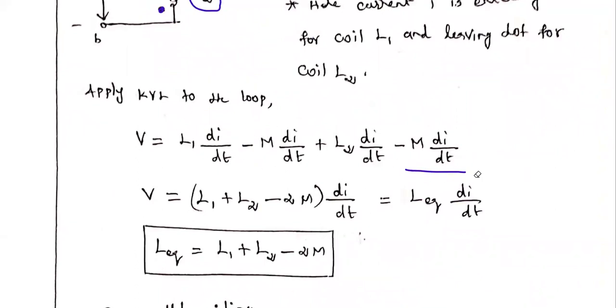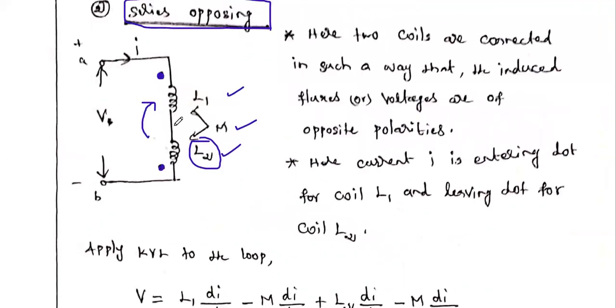Okay, so that's why. In this equation, di/dt is common, so you take it outside: L1 plus L2 minus 2M. The voltage V can be written as L equivalent into di/dt. So from this equation, the equivalent inductance of the series opposing is L1 plus L2 minus 2M. This is the equivalent inductance if the two inductances are connected in series opposing.